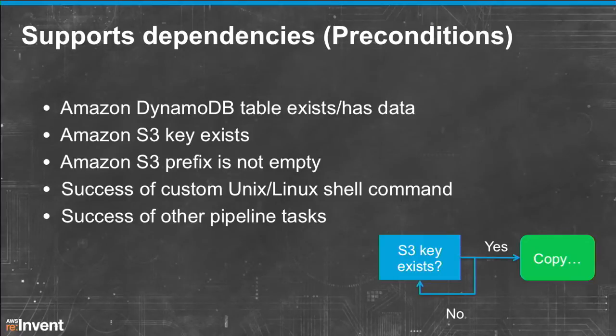Dependencies, so preconditions, are a very important part of Data Pipeline. It's relatively simple to set up a precondition. Some of the preconditions that are supported today are on this slide. It includes things like: does a DynamoDB table exist? Does the DynamoDB table have data? Does the S3 key exist? Is this S3 prefix empty or not? Has a custom Linux shell command succeeded or failed? So you can attach these preconditions to objects in your pipeline to make sure that certain preconditions are met.